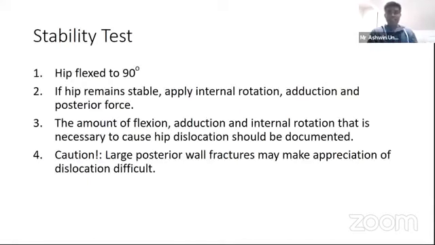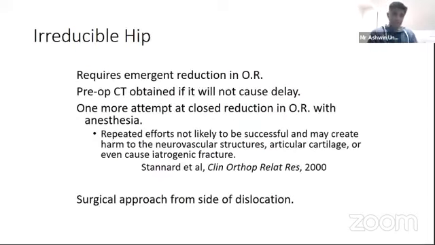Now, the stability of the hip can be checked in various ways. Now, one has to always appreciate the fact that posterior wall fractures is one thing which can cause problems. By definition, a virgin hip will always, or the majority of the time, have a posterior wall dislocation, and hence the hip is not as stable as what one would want it to be. Now, this is important.